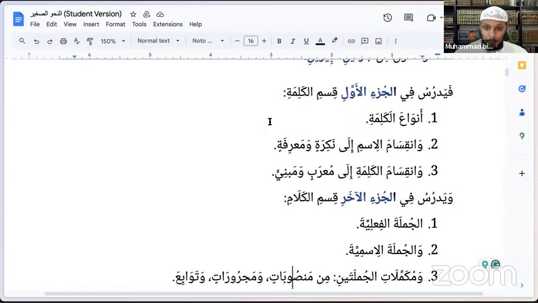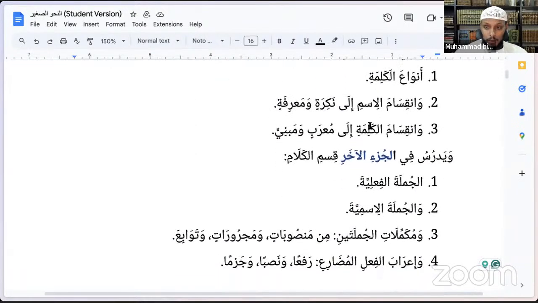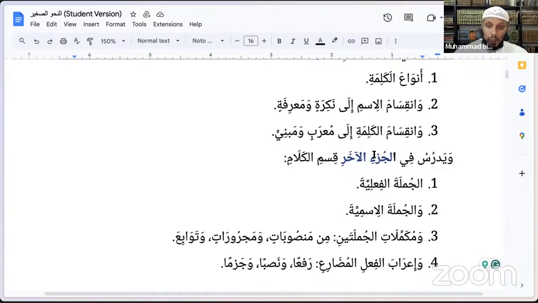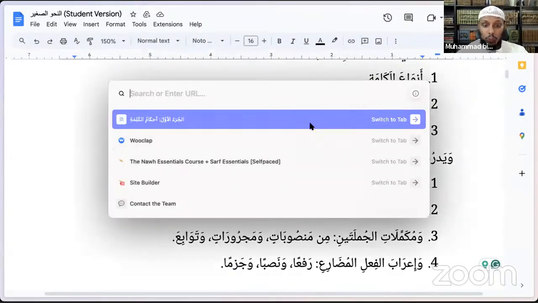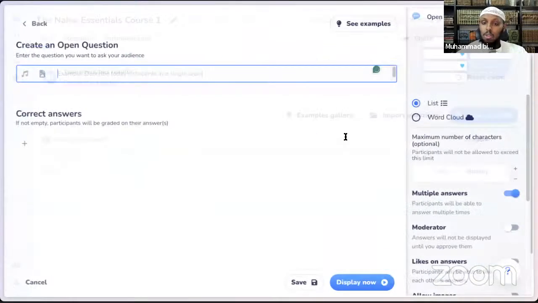Now, if you have studied Nahw before, you will have understood what I was talking about. If you haven't studied Nahw before, then it could be that you're a bit confused, which is understandable because I was using terminology and words that you probably never heard of before. So it's not a big problem.